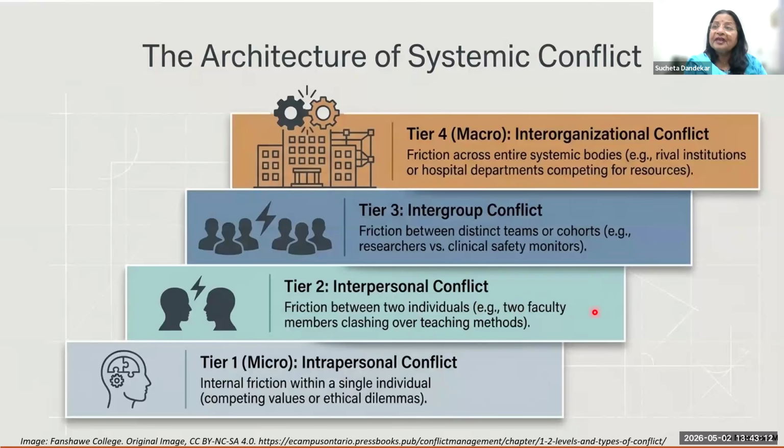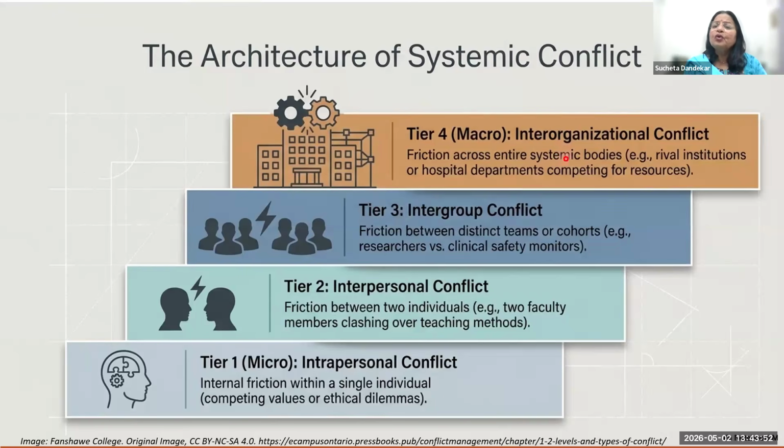The second type of conflict, at tier 2, would be an interpersonal conflict. There is a friction between two individuals, two faculty. An example would be two faculty members clashing over teaching methods. Simple, but it could be there. It is as simple as a disagreement which could go into a conflict. There could be an intergroup conflict, friction between distinct teams or cohorts, where you have researchers, you have monitors, you have so many aspects, and it could be whole groups fighting.